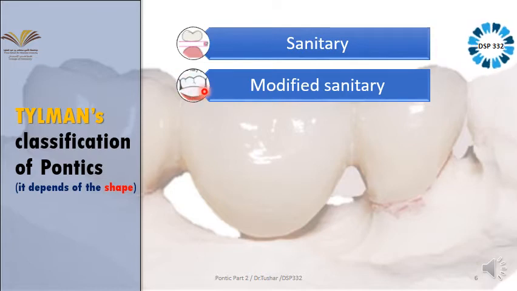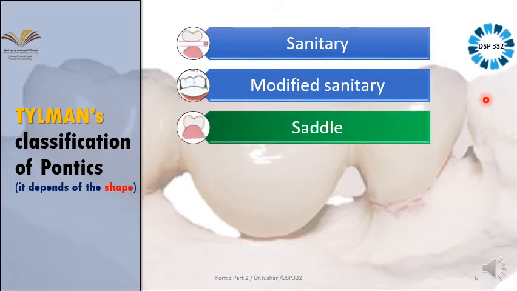Second, we have the modified sanitary pontic. Here also, if you observe carefully, you will see that there is a space between your edentulous ridge and your pontic. But the shape of this pontic is like a fish belly, so this is also called a fish belly pontic. This is called a modified sanitary pontic. Sanitary pontic and modified sanitary pontic are nearly the same if you compare both of them.